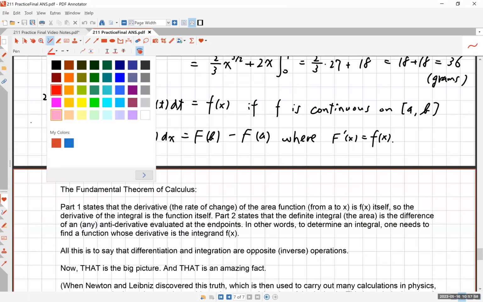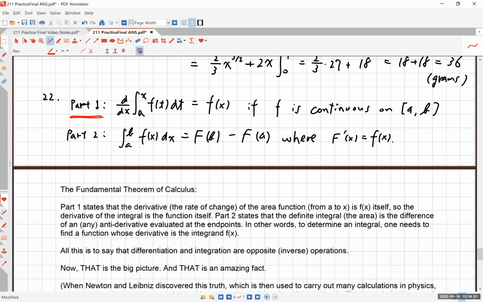And that is part 1. Okay, let's see what part 1 says. Remember, this is the area function. This is a function of the area of f. Let me say this right. That integral from a to x is a function of x, and that is the area under the curve of f between a and x. That is the area function, and part 1 of the fundamental theorem of calculus states that the derivative of that area function with respect to x, the independent variable, turns out to be f of x itself, assuming f is continuous on that interval.